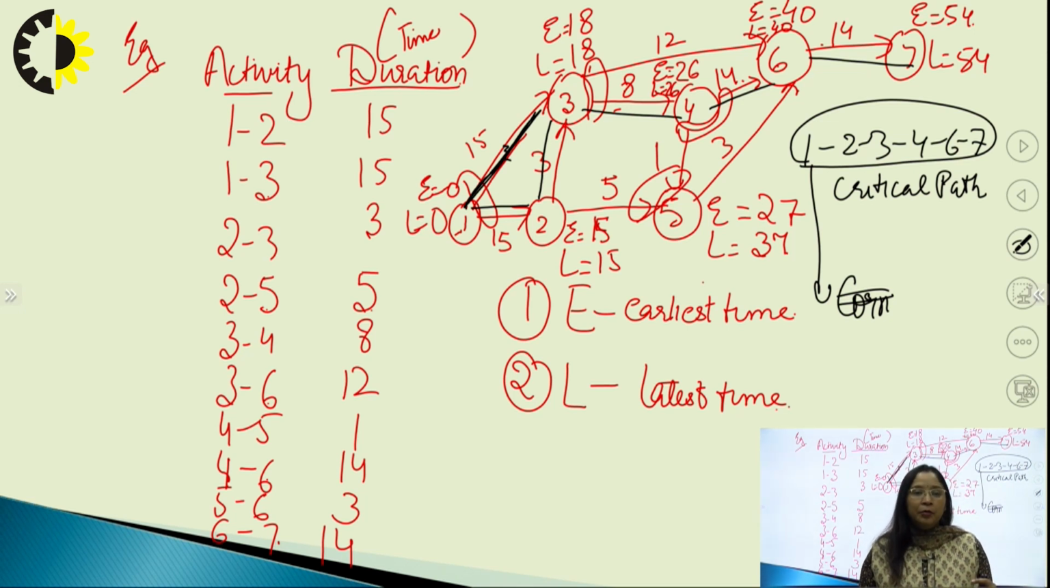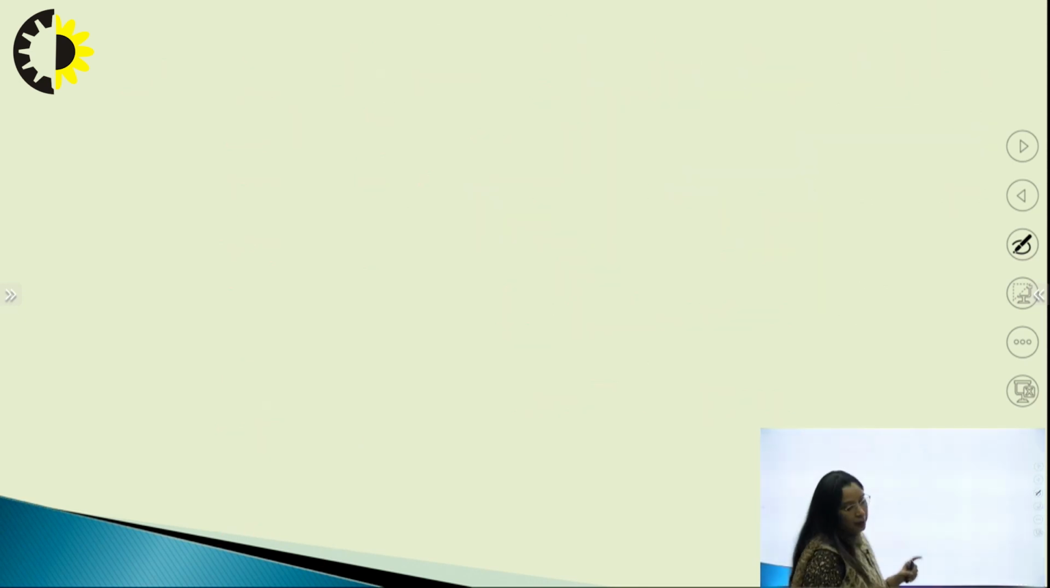But there is a proper method, that is the method of using float. And what is a float? Float is the extra time between the E and L in each activity, where we can compensate. Like if the head of an activity has 10 minutes extra, we can compensate in between these activities so that the project is not delayed.